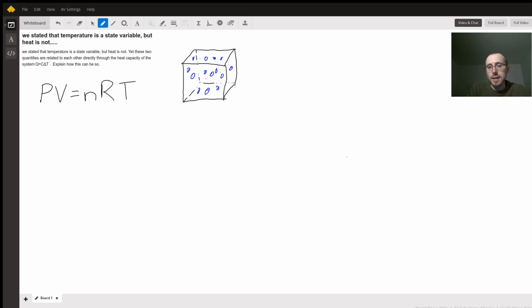Heat, on the other hand, is not a state variable, precisely because heat is the transfer of energy either into or out of the gas from something else. Because it is the transfer of energy, and because it involves that other something else, it's not a variable that is related exclusively to the gas. It involves this other thing, whether it be your hand, or the room that the container is sitting in, or a bathtub full of water, what have you.